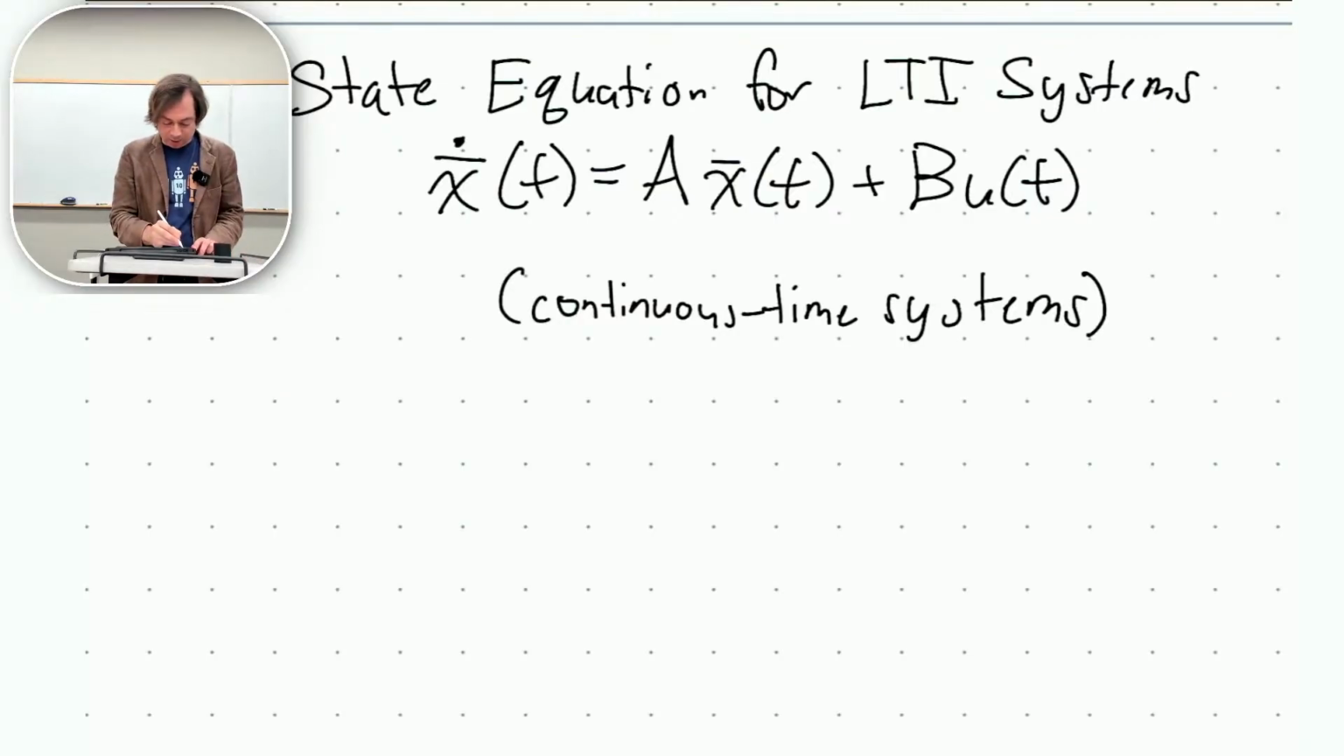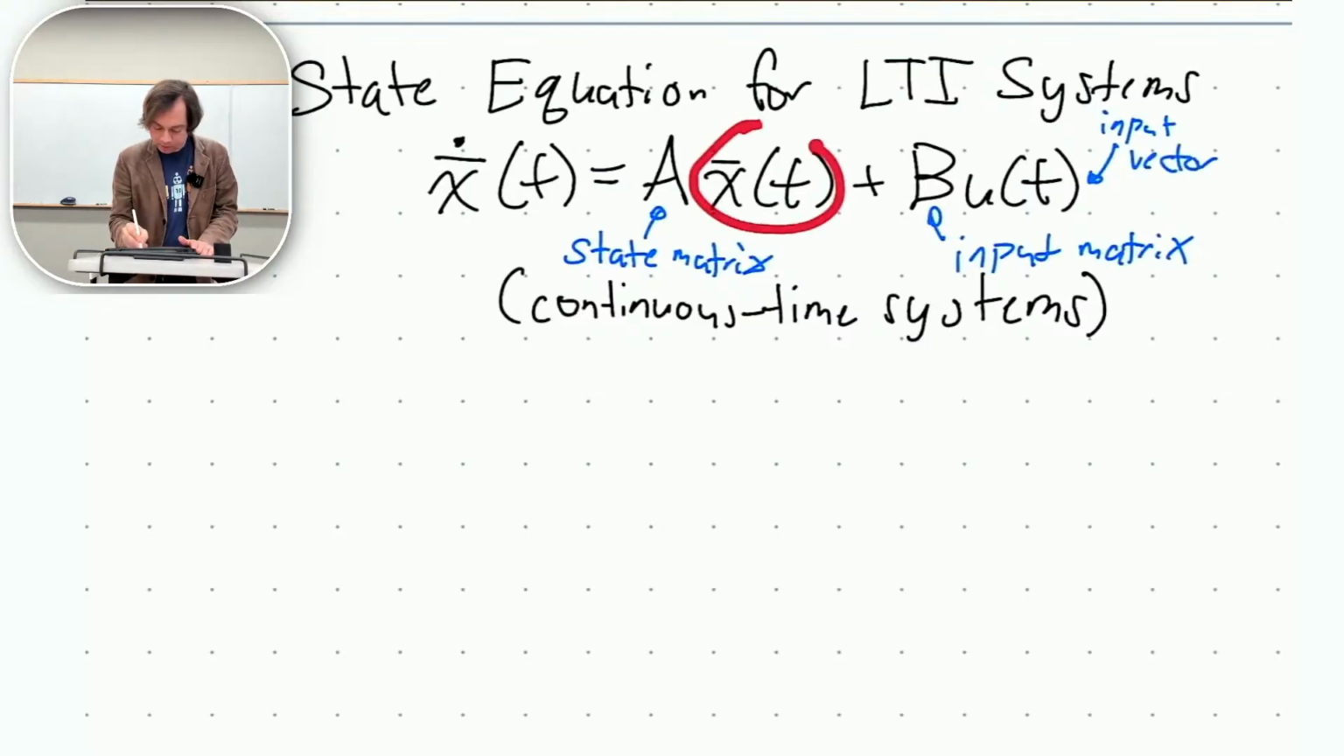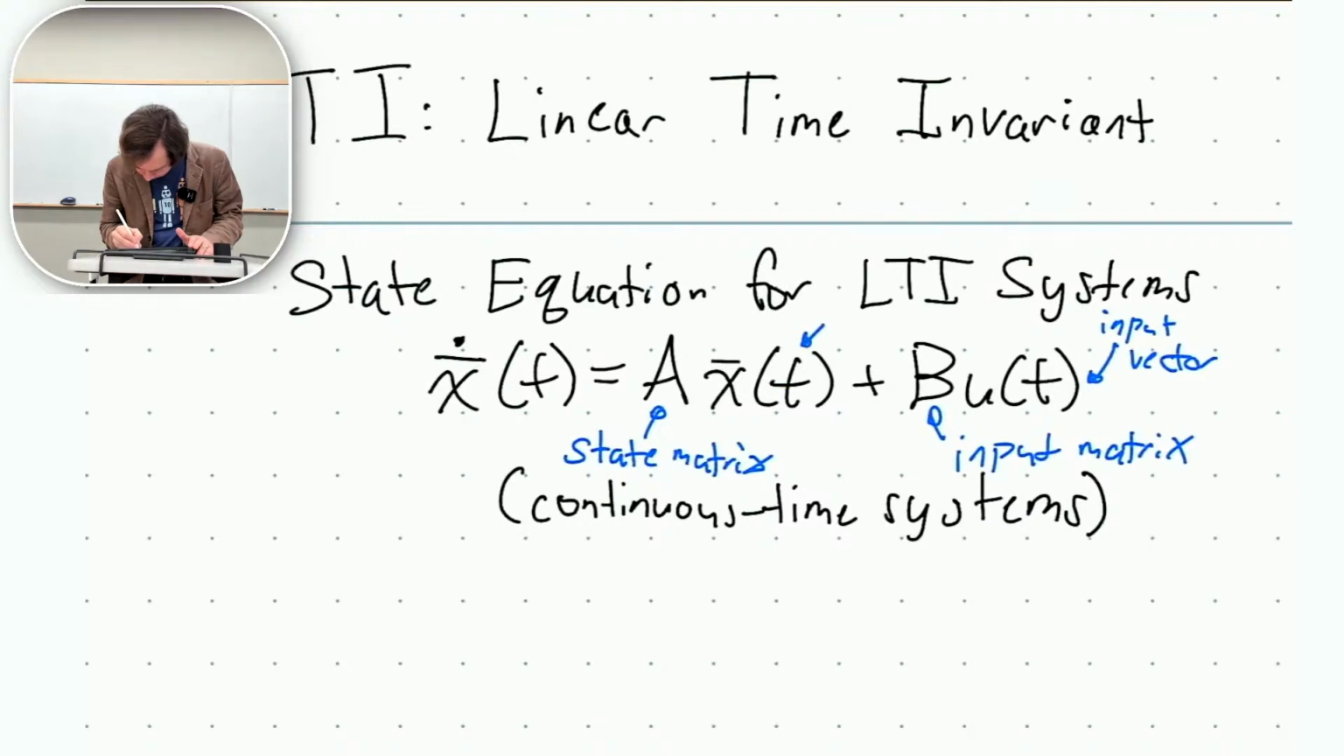And let's give some of these things names here. Okay? This A is called the state matrix. This B is called the input matrix. Okay? This is the input vector. Of course, you all know what this is, friends, right? What's that? State vector. I heard someone whisper it. Thank you. That's the state vector. Okay. And of course, that's the derivative of your state vector.